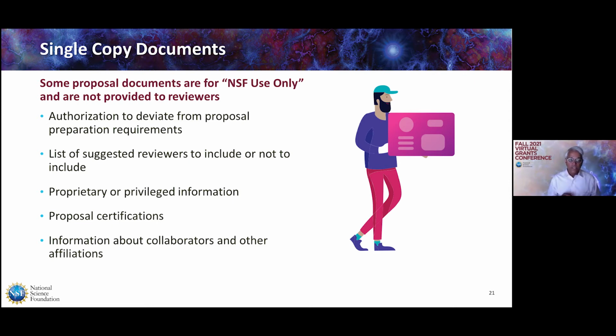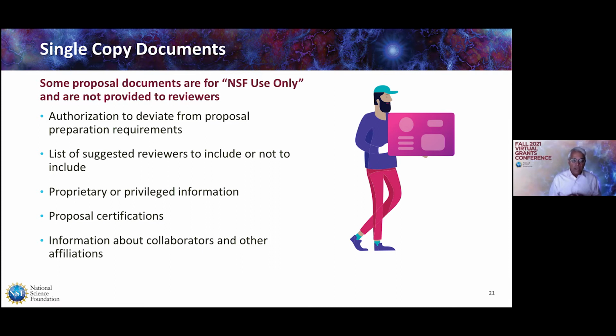NSF also invites proposers to provide suggested reviewers to include or not to include. So you may know somebody in your field that is particularly well suited to review your proposal, or you may know people who you say should not be reviewing for whatever reason. You can give those suggestions to NSF. It's not a requirement that NSF will actually follow those suggestions, but we can use those. But we certainly will not provide that information to reviewers.